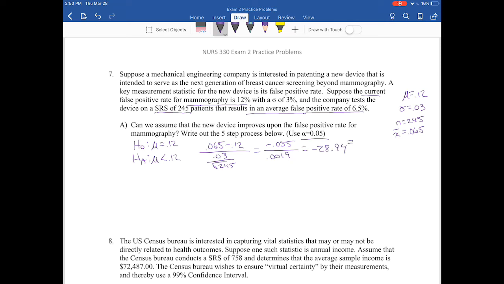Now remember, what does this equal? This equals z. What is z? Z is just a fancy way of saying how many standard deviations away from the mean you are, or how different this group is from the average group that normally uses the other mammography screening. Negative 28 is a super high number. It's super far away.